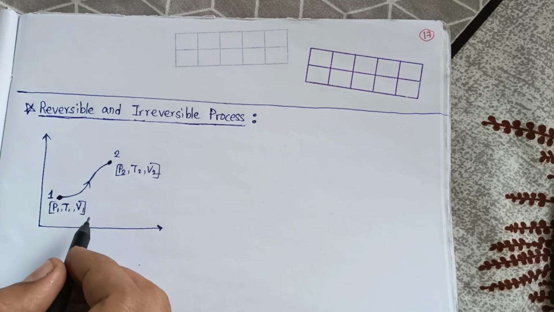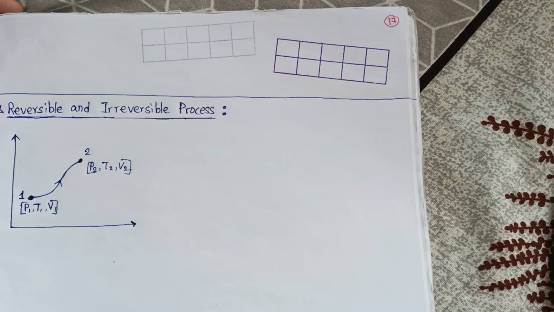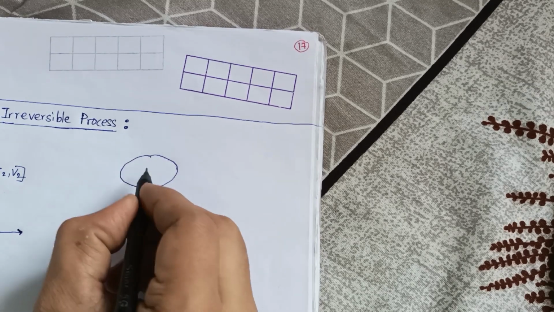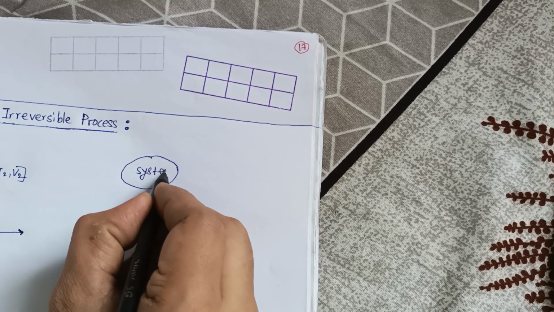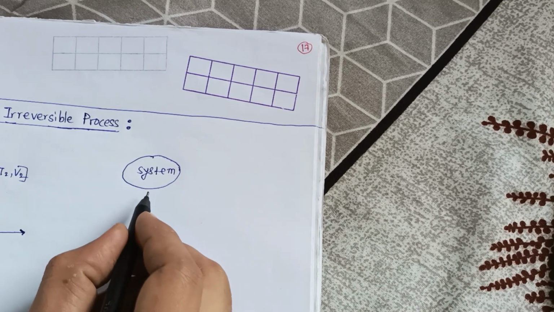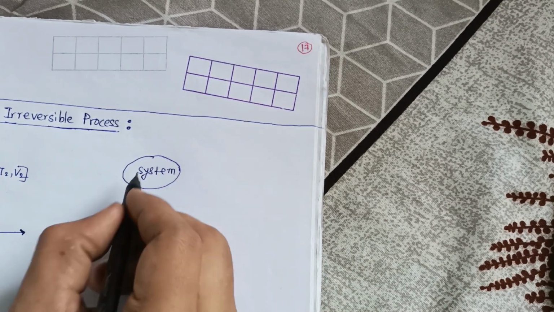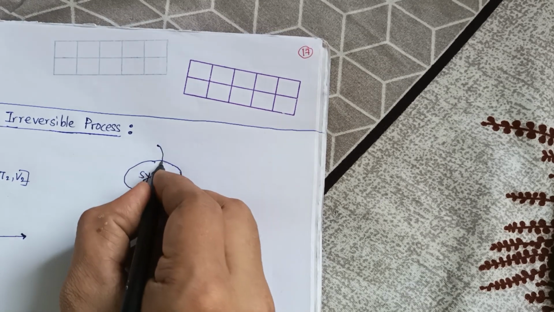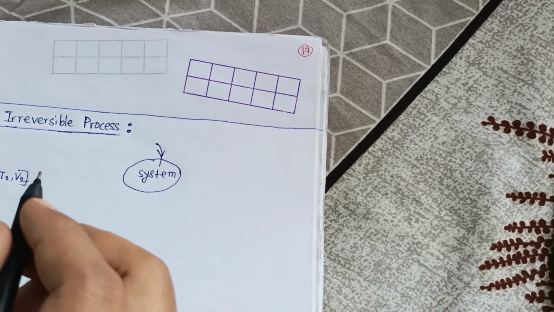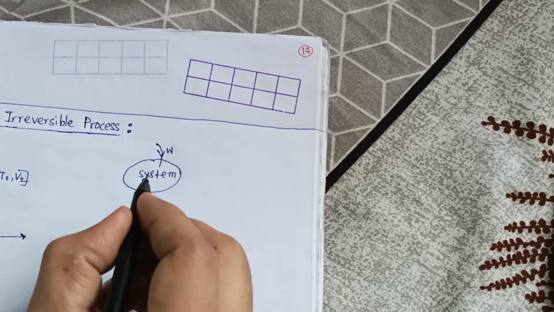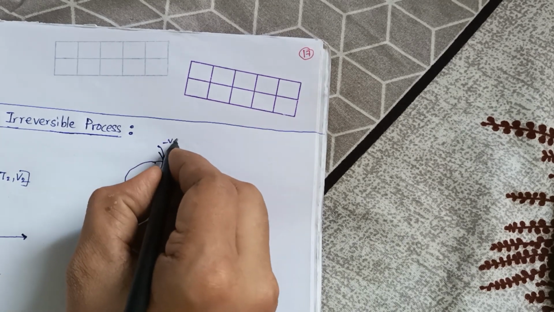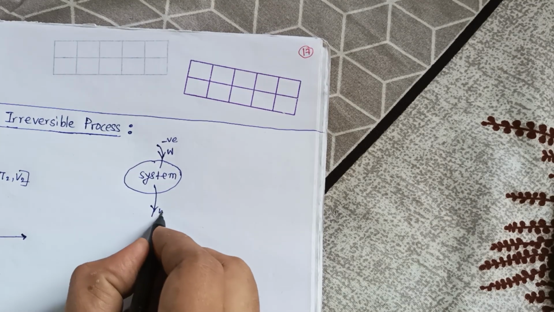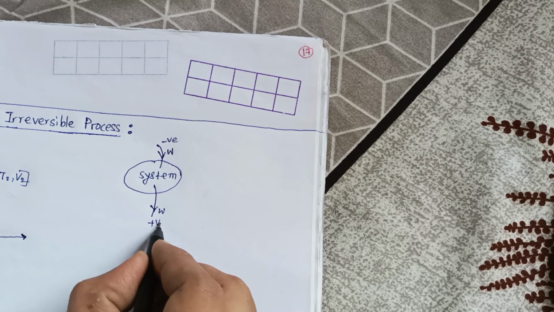In process 1 to 2, you should remember some basic concepts. Suppose this is our system. System means where our study is focused. You should remember the sign convention: if work is done on the system, that is negative, and if work is done by the system, that is known as positive work done.